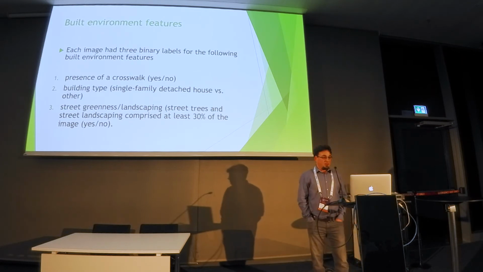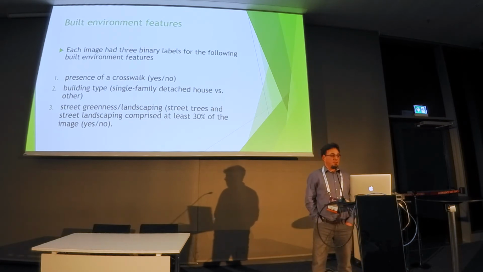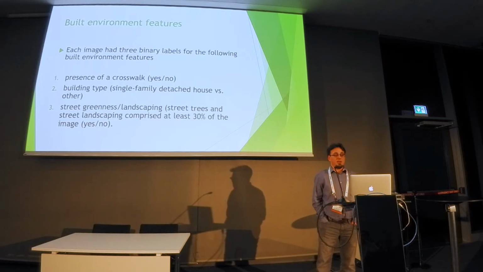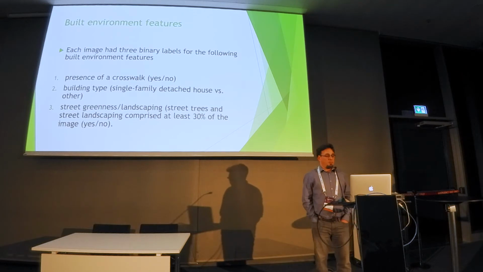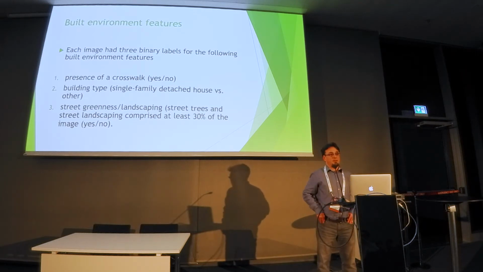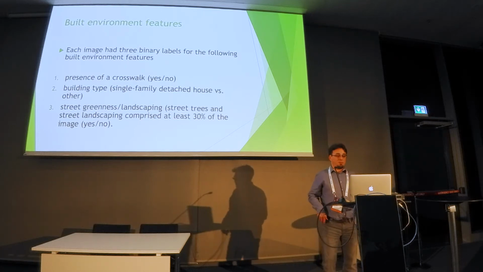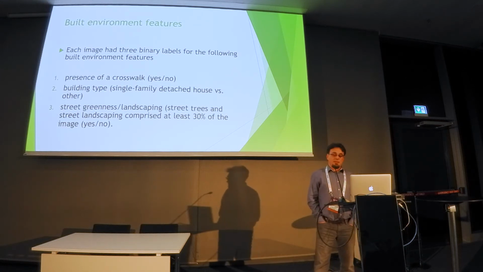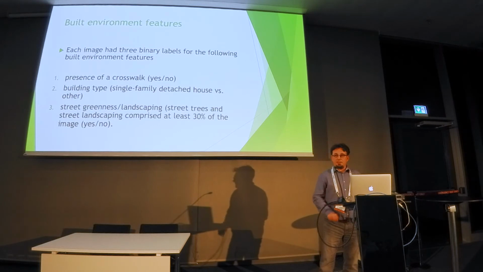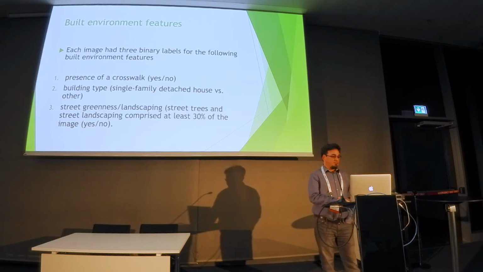Then we labeled 3 built environment features. The first one is whether a crosswalk is present in the image. The second one is the type of building we see. So this is either single-family detached housing or other, meaning it could be multi-family housing or commercial building. The third one is the level of street greenness, whether at least 30% of the image consisted of trees and landscaping. All 3 of these are binary features.